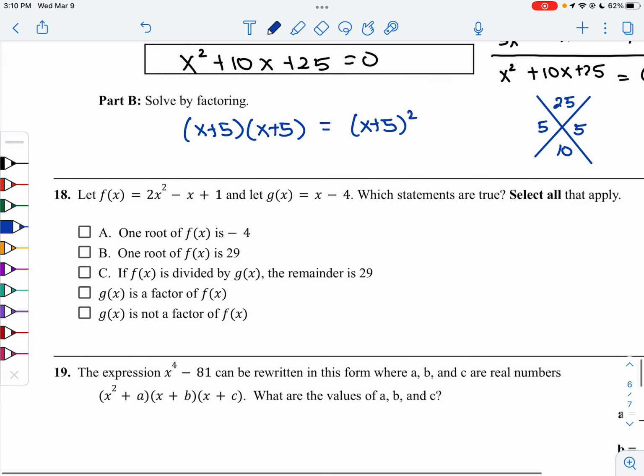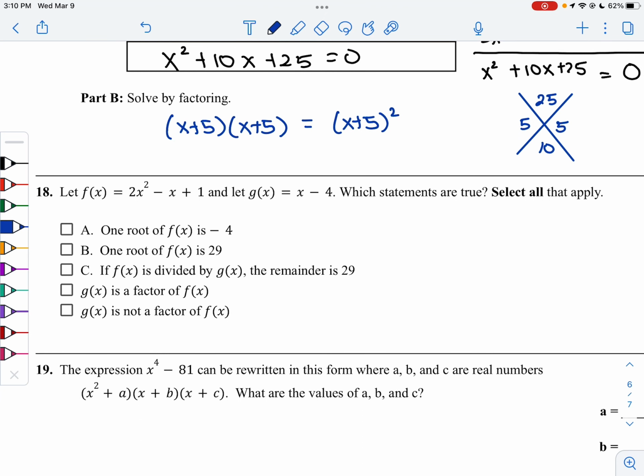Okay, number 18. Let f of x equal 2x squared minus x plus 1. Let g of x equal x minus 4. Which statements are true? Select all that apply. One root of f of x equals negative 4. Could be true, but we're not sure yet. One root of f of x is 29. Okay. If f of x is divided by g of x, the remainder is 29. So let's try that one.